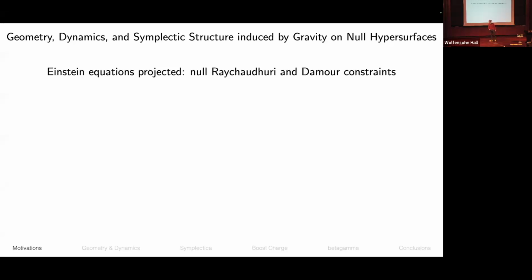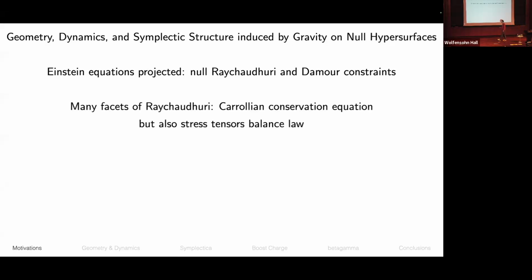As is well known since the membrane paradigm, and even before, by the works of Raychaudhuri and Damour, the Einstein equations projected on the null hypersurfaces give rise to intrinsic constraints called the Raychaudhuri and Damour constraints. Here we're going to focus on the Raychaudhuri one and see that it actually has many facets. It can be understood as a Carrollian conservation equation intrinsic to the null hypersurface, so a conservation equation of geometric data and evolution, but also as a stress tensors balance law between the different sectors of the theory.